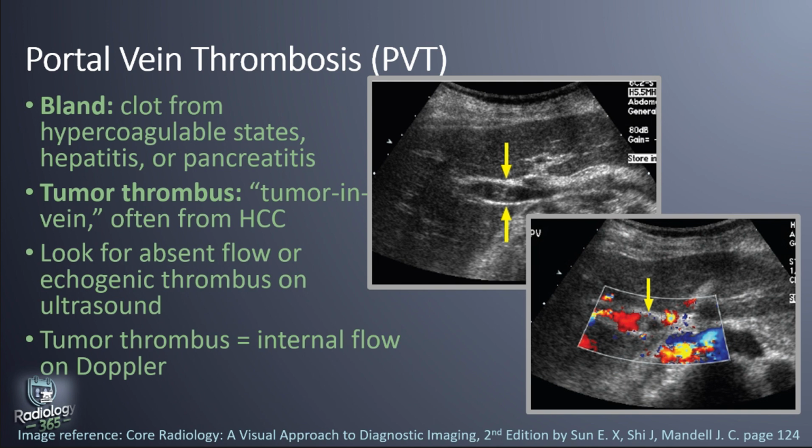So this grayscale transverse image of the porta hepatis shows echogenic debris within the main portal vein, that's pointed to by these arrows, and this color Doppler confirms partial portal vein thrombosis with lack of flow in the proximal portal vein, seen by this arrow. You can see that there's some blood flow here, but then no blood flow, pointed to by this arrow.